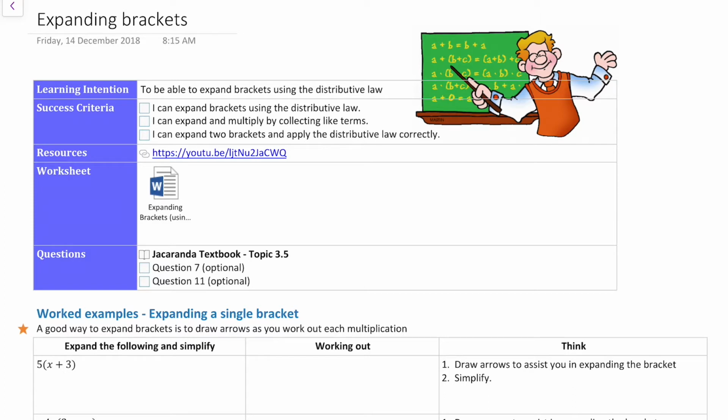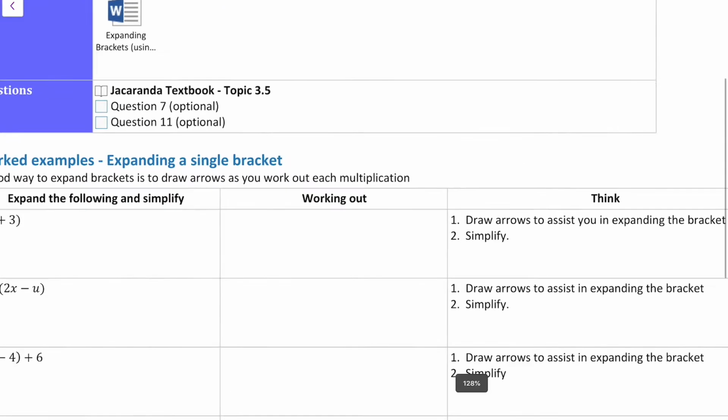Now, with everything that we do in expanding brackets and in future for algebra, we are going to be working using our knowledge from previous topics. So things like simplifying algebraic expressions with addition and subtraction, and simplifying algebraic expressions using multiplication and or division. So let's have a look at the first question.